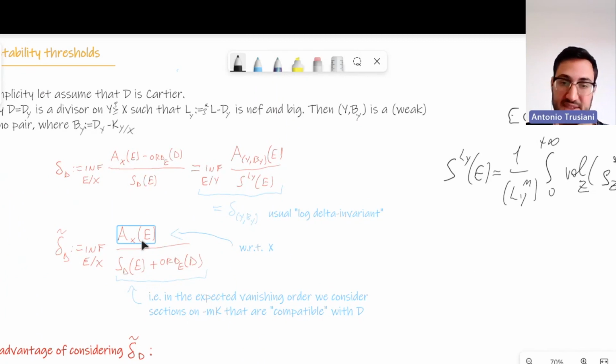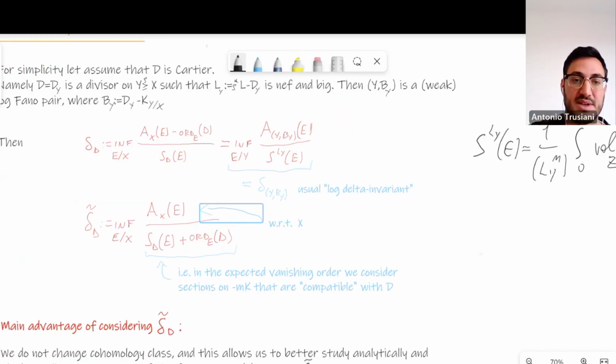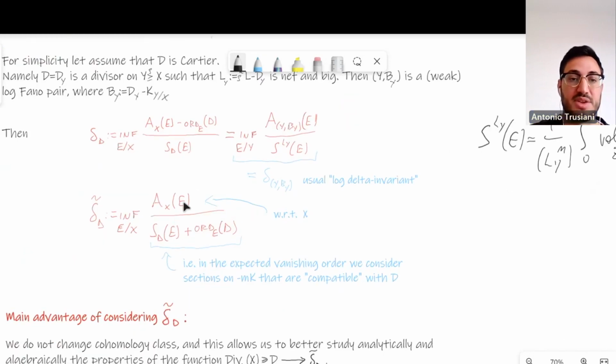So in line with the philosophy that I told before, we want to study all these notions of log stability that are encoded above Y directly on X, without changing homology class, in a more natural, more direct way on X.